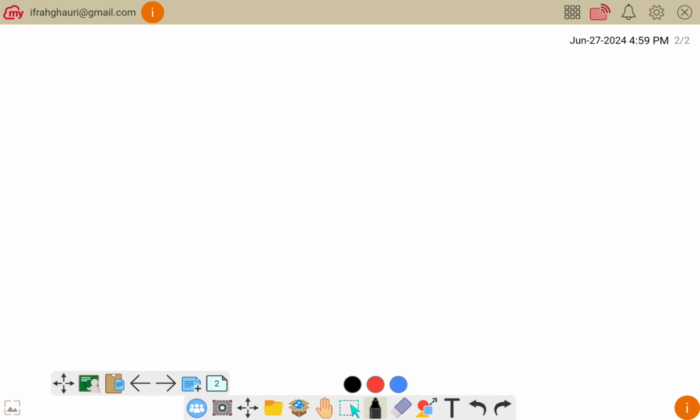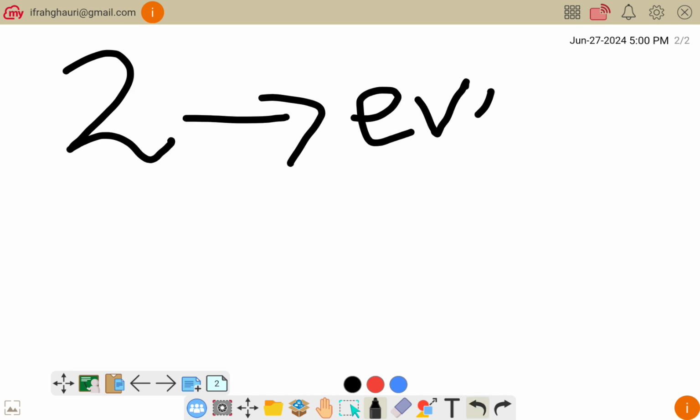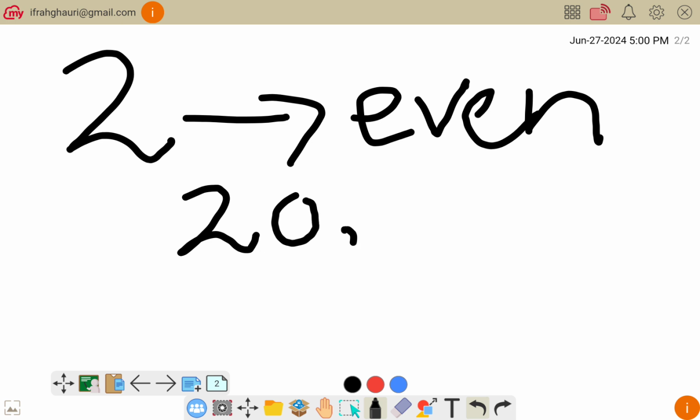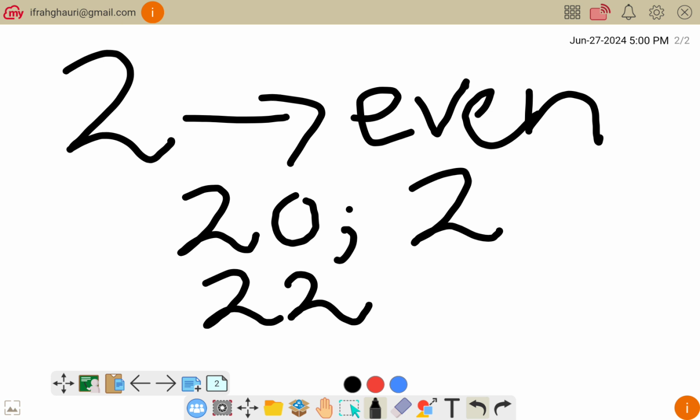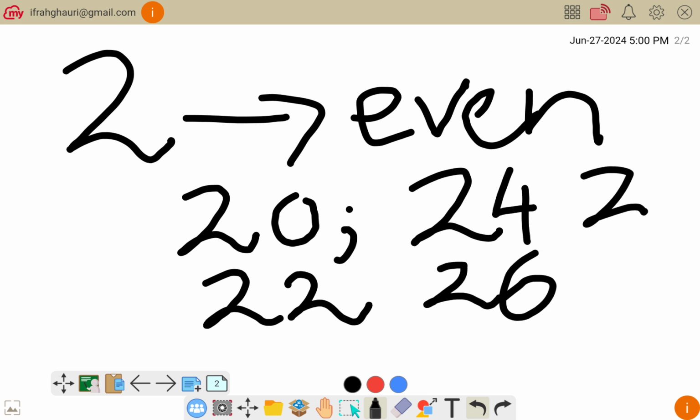So how do we know that a number is divisible by 2? Firstly, the number should be even. And when do we know that a number is even? When it is divisible by 2, or when in the units place we have 0, 2, 4, 6, or 8, then the number is even. So 20, 22, 24, 26 and 28 are all divisible by 2.